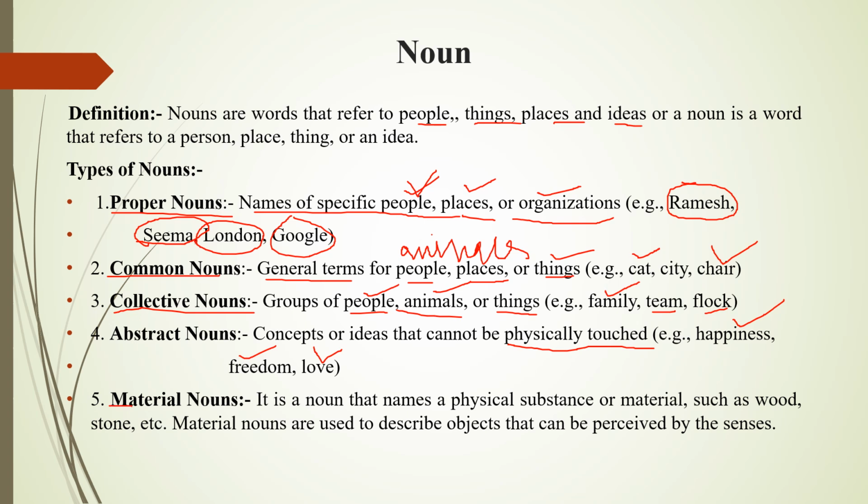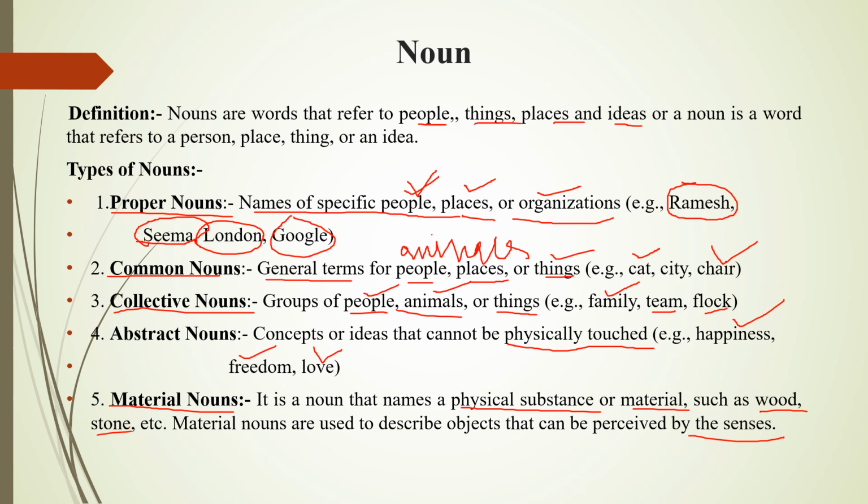Then material nouns. Material nouns are the names of certain physical substance or material. They provide a name of certain physical substance or material, such as wood, stone, etc. Material nouns are used to describe objects that can be perceived by the senses. For example, we say, my ring is made of gold. So, ring is a noun, and it is made of gold. Gold is material, matter, right? And the ring can be touched.